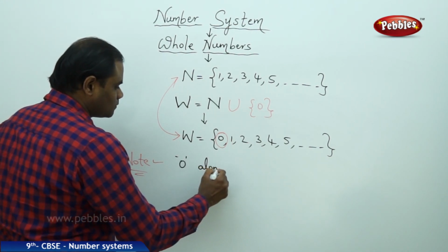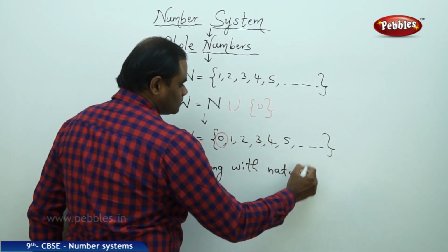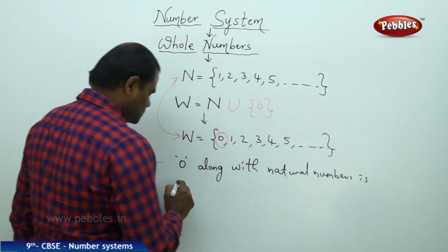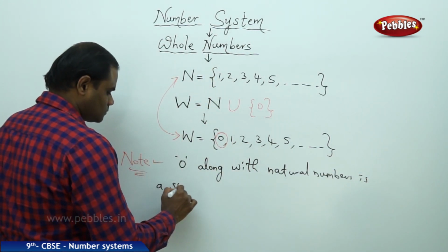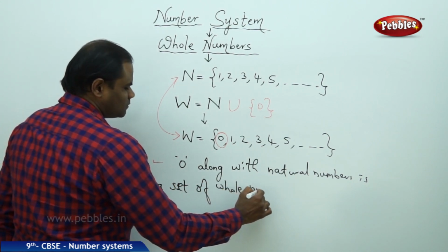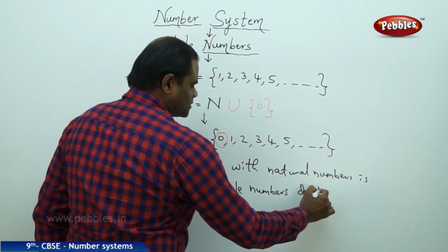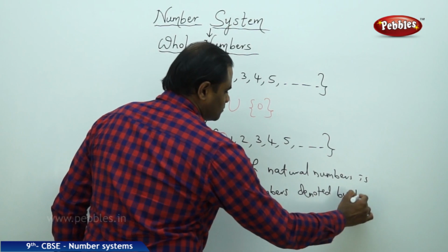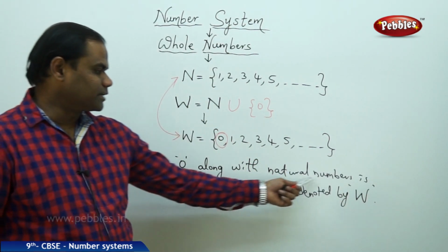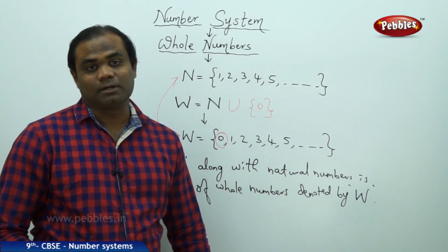Zero along with natural numbers is a set of whole numbers, and this is always denoted by capital W.